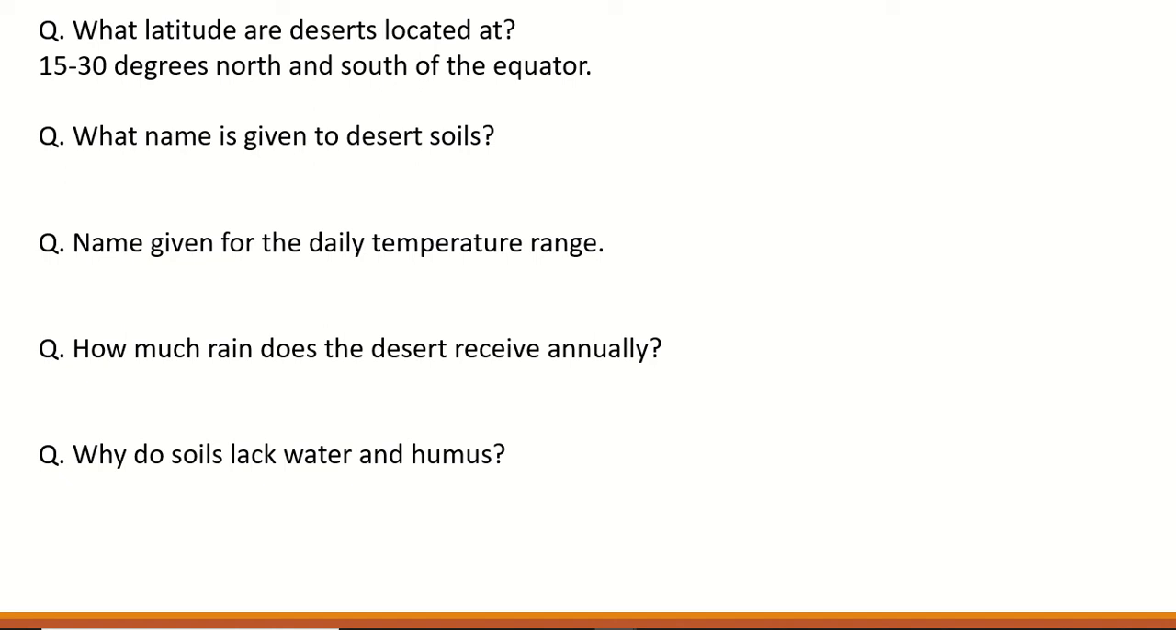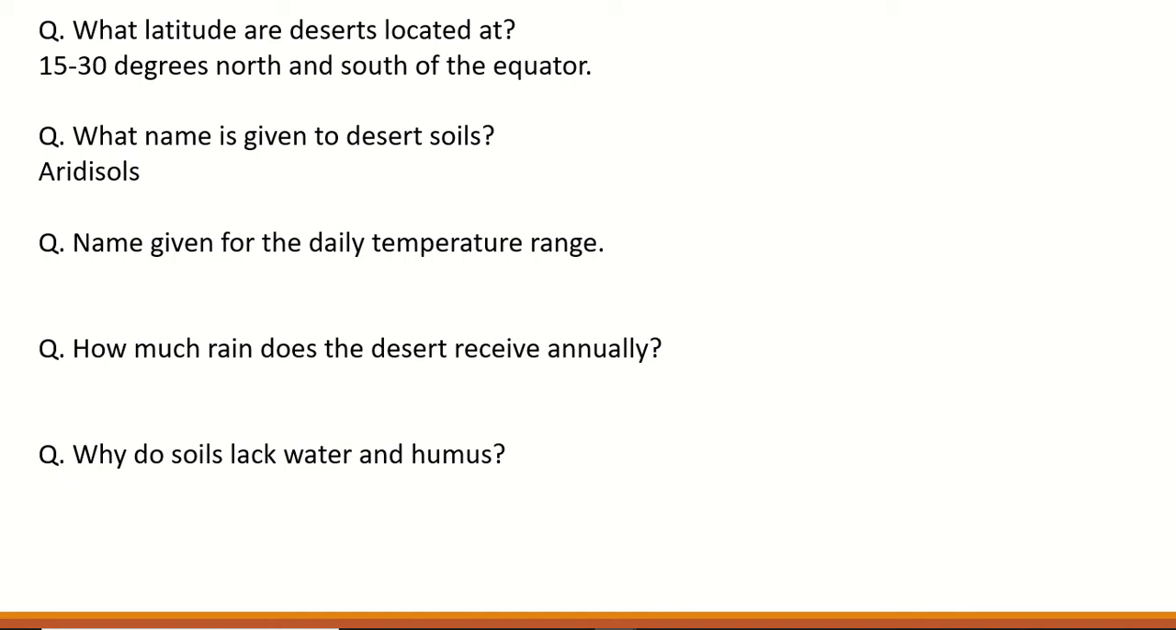Question two: what name is given to desert soils? Aridosols. Arid meaning dry and infertile, and sols referring to soil. Aridosols.